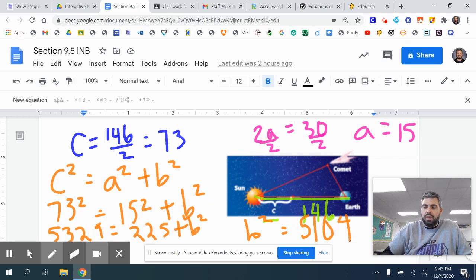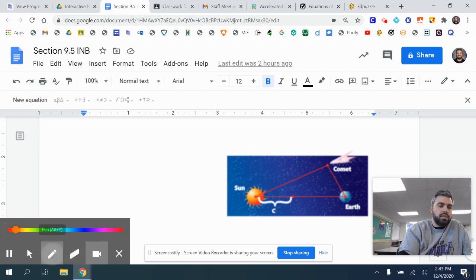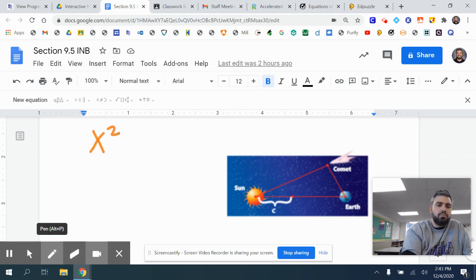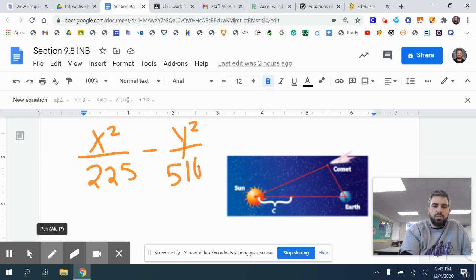Now, this is a hyperbola centered at the origin, so it's just going to be x squared and y squared. We also know that since the longest side from Earth to the Sun is the horizontal, it means that x squared is going to come first, right? So we say, okay, it's going to be x squared over a squared, which was 15 squared, or 225, minus y squared over that number we found, b squared, which was 5,104, is equal to 1. And again, is it okay that b squared is bigger than a? Yeah, that's fine. Okay, so here's the equation.